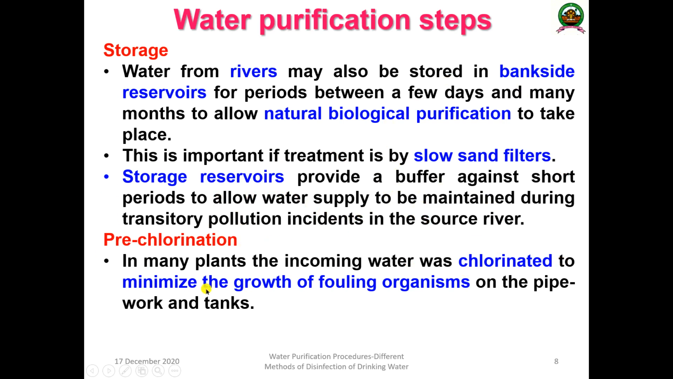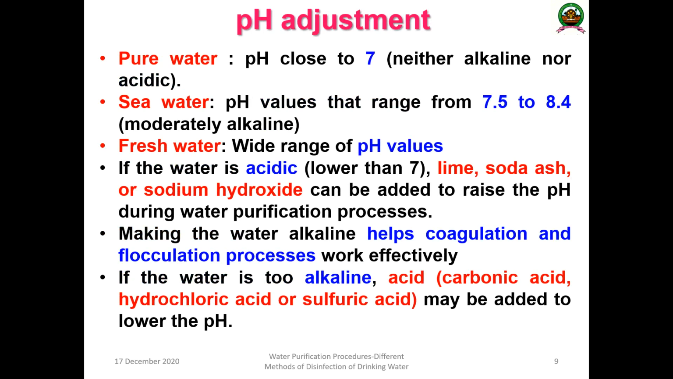The next one is pre-chlorination. In many plants, the incoming water is chlorinated to minimize the growth of fouling organisms on the pipework and tanks. You know that when chlorine is added to the water, all the microorganisms, especially bacteria, we have discussed the fecal coliforms, will be destroyed. So chlorine is toxic to these particular bacteria. Then after that you need to adjust the pH.